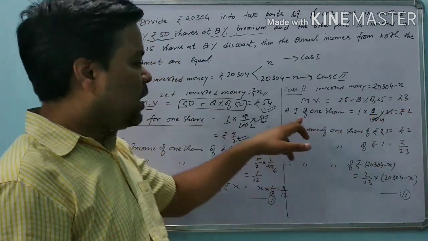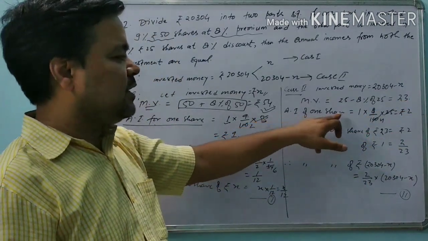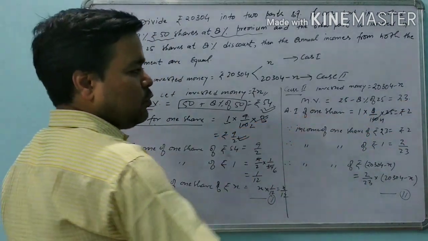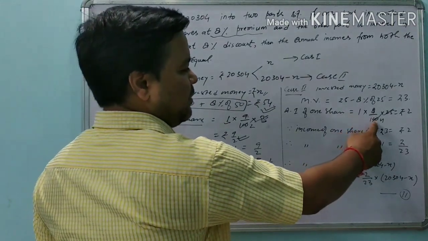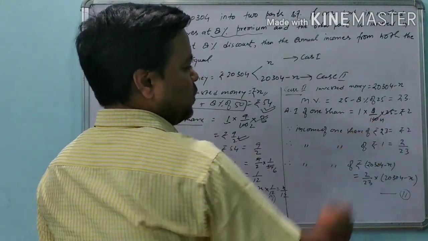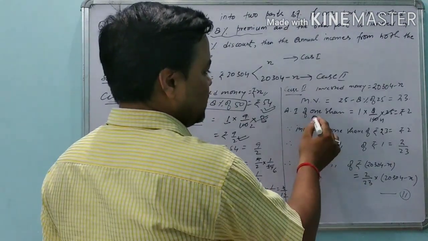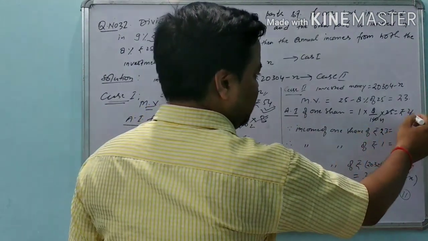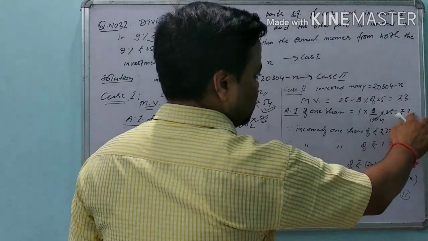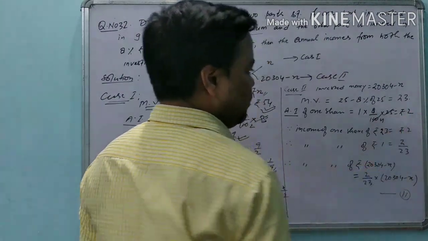Okay. Now again we find the annual income of one share. The same formula: number of shares, rate of dividend and face value. So here if we find its annual income, that will be 2 rupees, only 2 rupees. Annual income will be 2 rupees.